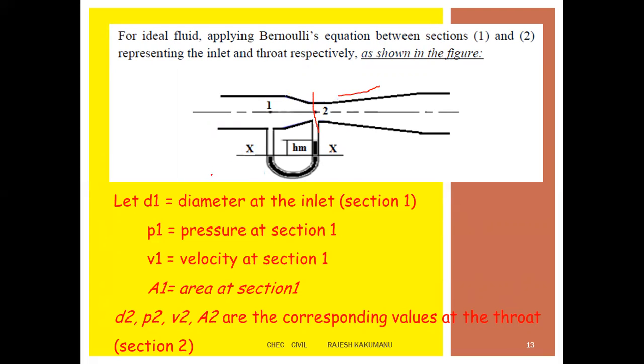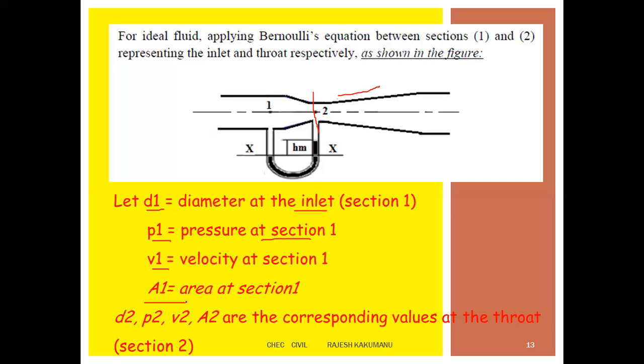Now with this, we'll derive the formula for the Venturimeter. Now see, D1 is the diameter of the inlet at section 1, right? P1 is the pressure at section 1. V1 is the velocity at the section 1, that is the inlet. Next, A1 is the area at section 1.